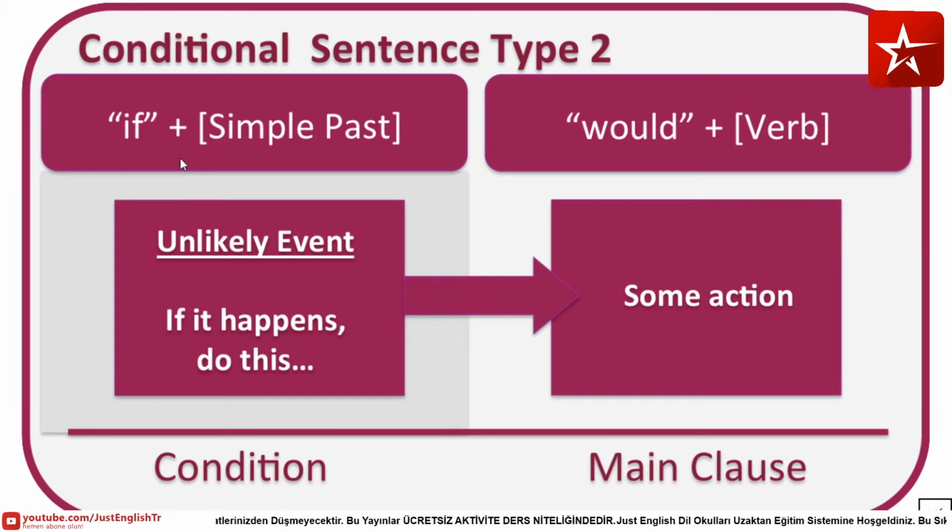In the condition part, the if clause, we use past simple. Be careful. We use the past simple, not the present simple. We use the past tense, only past tense. For example, had, bought, did. And the second part, the main clause. In the main clause, we use would plus a verb.